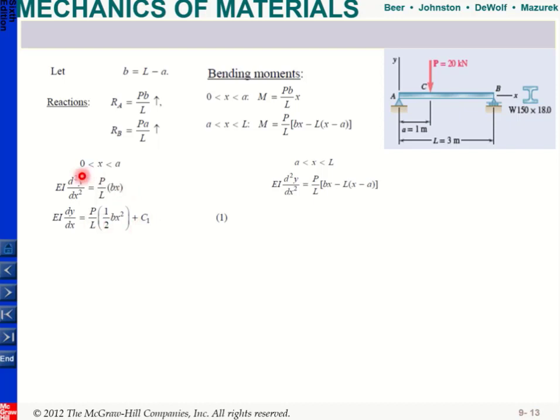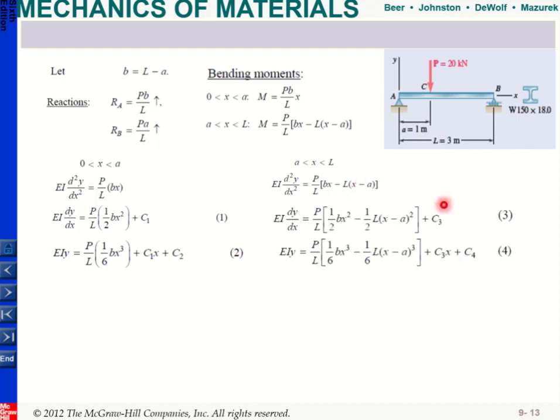for x between 0 and a, and then you can integrate one more time and you get your elastic curve. And you can also do the same thing for the second part between c and b. So you just integrate once and then you integrate it twice. Which means that here I get 4 equations, so I have C1, C2, C3 and C4. So I have 4 constants. How do I find them?